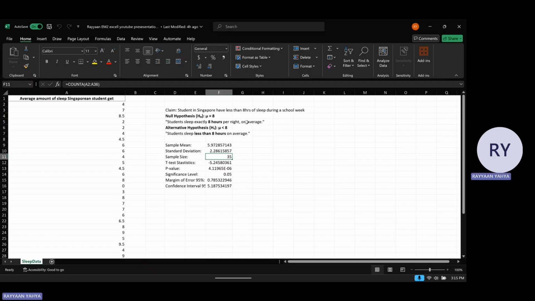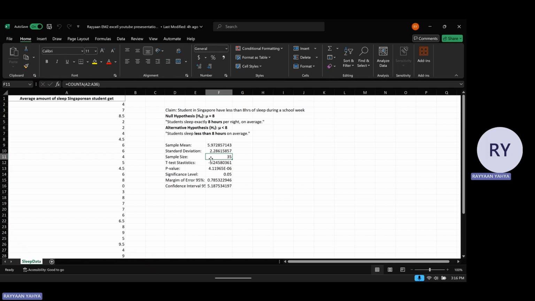So to begin the analysis, I calculated three things: the average sleep time, the standard deviation, and the sample size. For the average mean, I used the average formula, and this gave me an average sleep duration of about 5.97 hours. To find the standard deviation, I used the standard deviation formula and I got 2.29, which tells me that student sleep hours vary a lot. For my sample size, I used the count formula and this confirmed that 35 students responded to the survey.